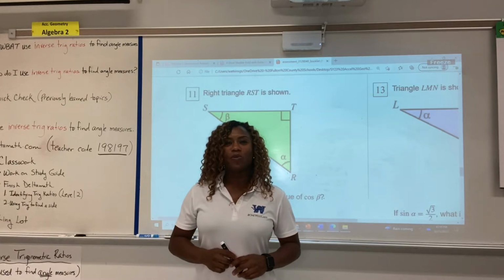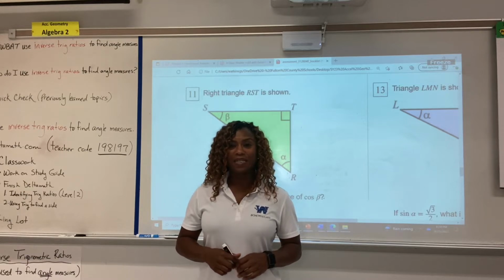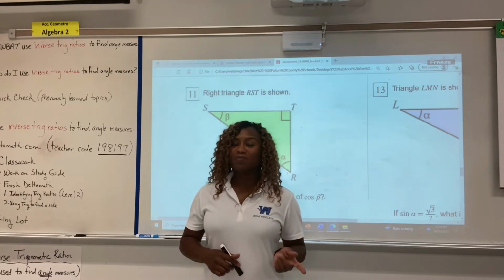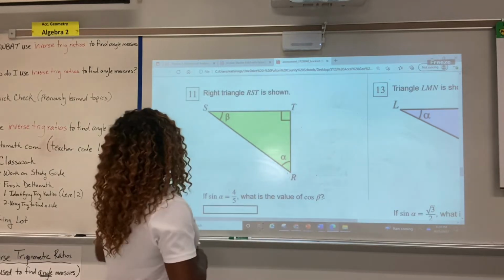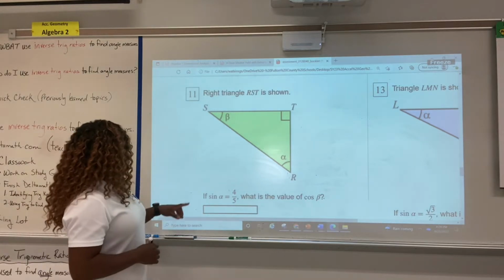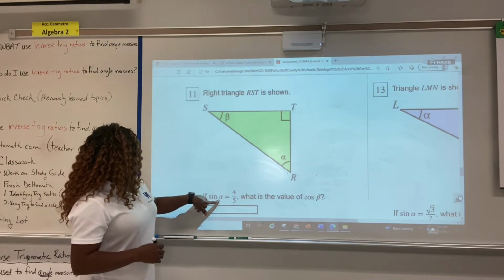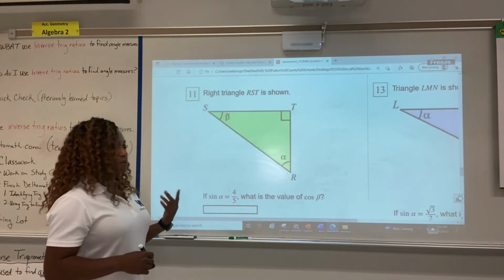So this is part 3 of our study guide / practice test for our right triangle trigonometry test that's coming up. So we're going to do number 11 through 15, the last 5 problems. Number 11, so right triangle RST is shown. If sine alpha is equal to 4/5, what is the value of cosine beta?